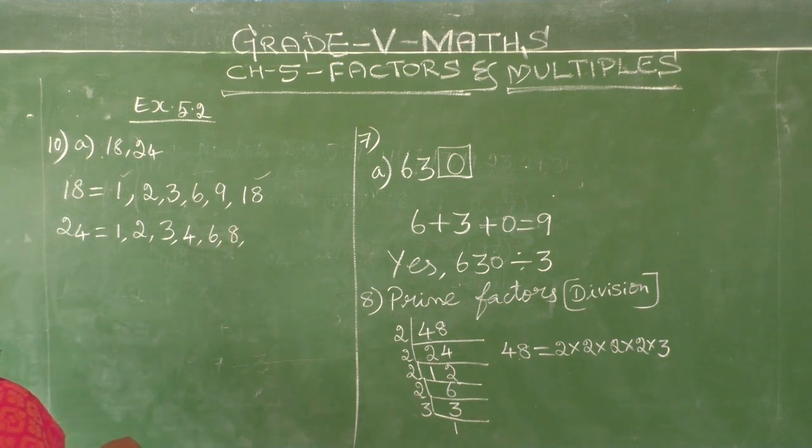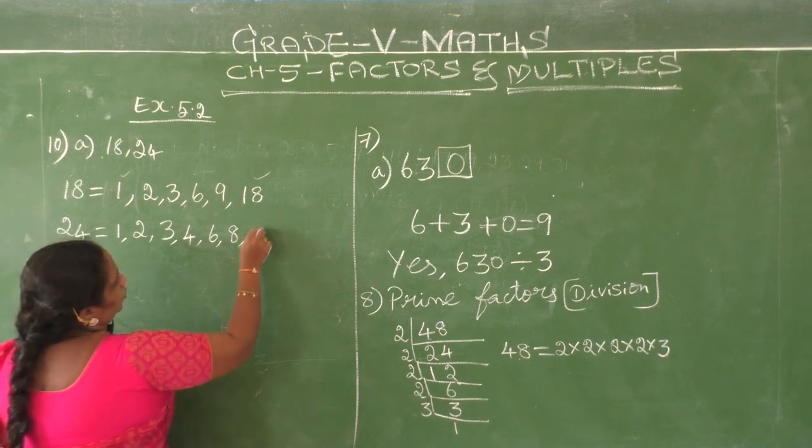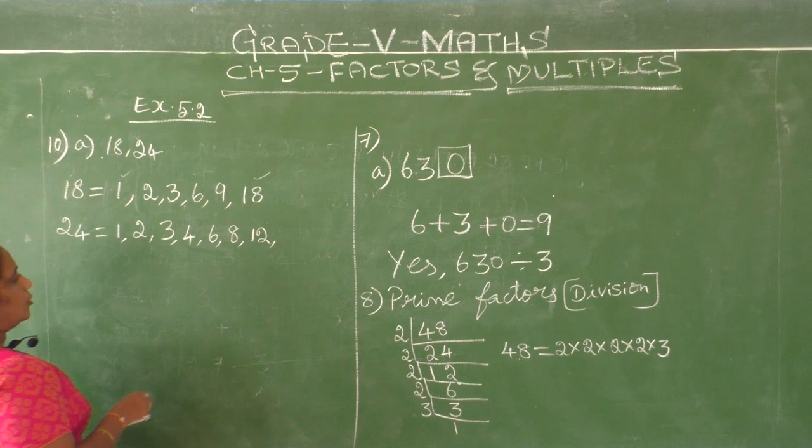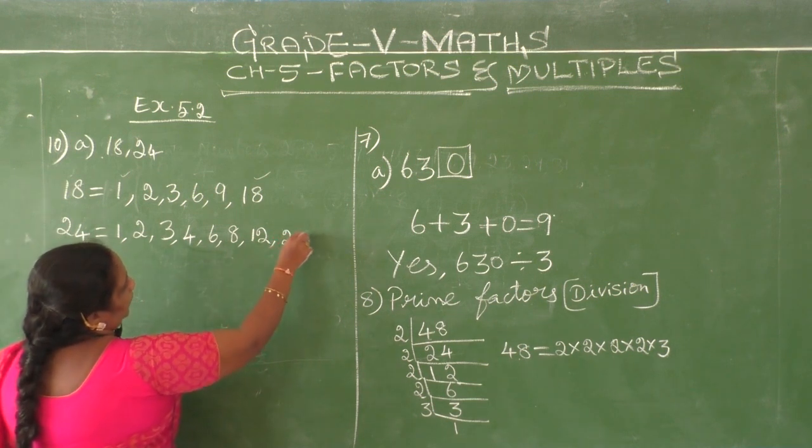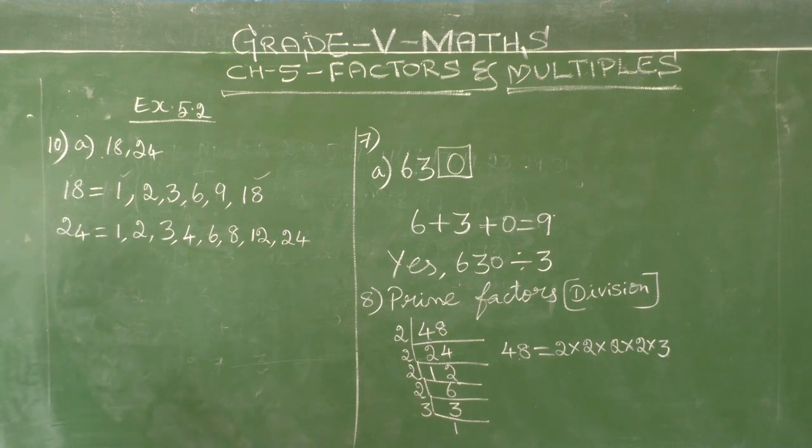9 will not come, 10 will not come, 11 will not come, 12. Two 12s are 24. So 12 also will come. Then the next factor is 24 only. So these are the factors.